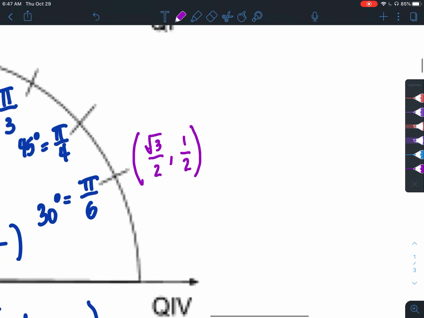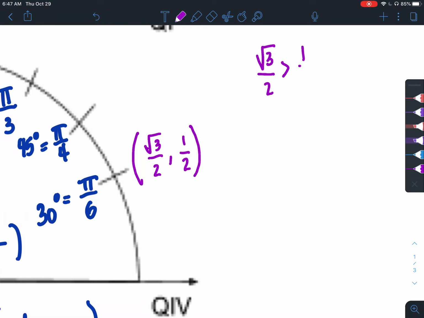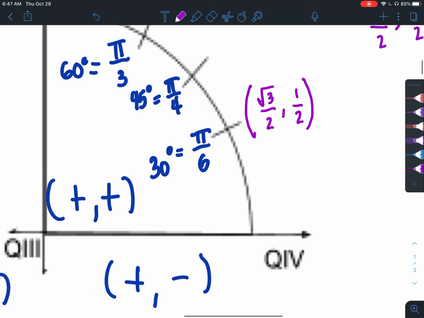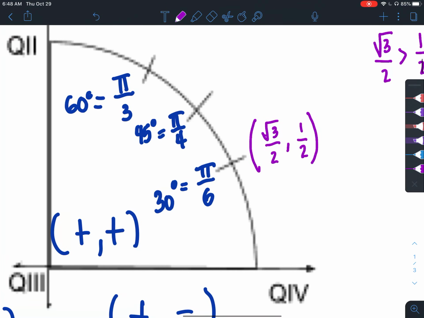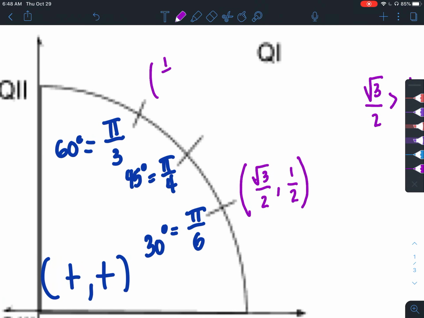If I am ever having trouble remembering, I know that radical 3 over 2 is greater than 1 over 2. And at this point, I go out farther than I go up, so that's how I'm able to know straight away that this is radical 3 over 2, 1/2. And then this one is 1/2, radical 3 over 2 because we're only going between those two values. That's just a quick tip on how to remember which one's which if you are having a little bit of trouble with that. And then pi over 4 is easy. It's just always radical 2 over 2, radical 2 over 2.